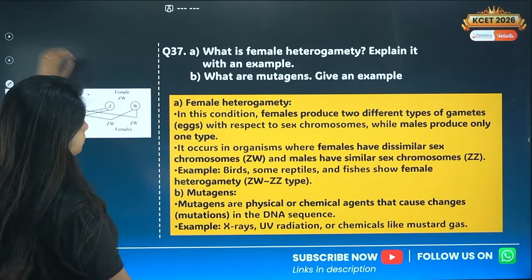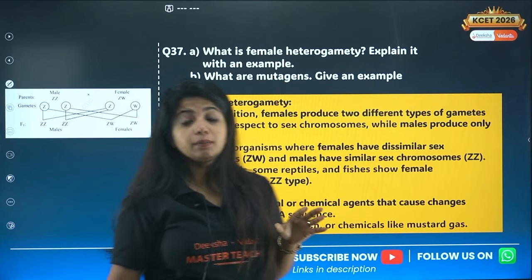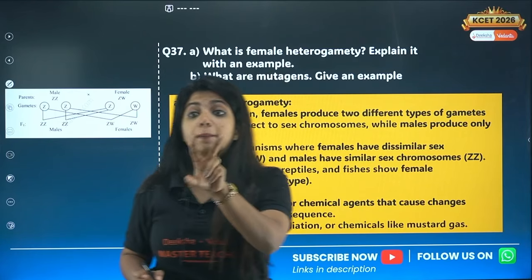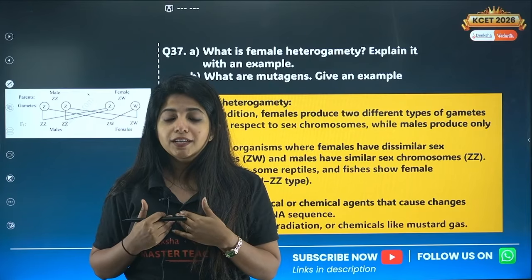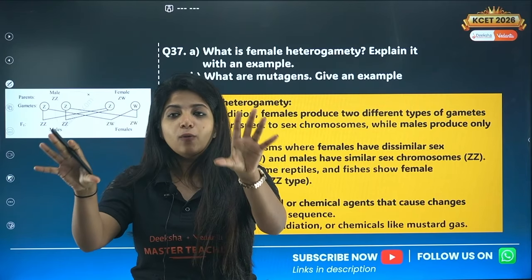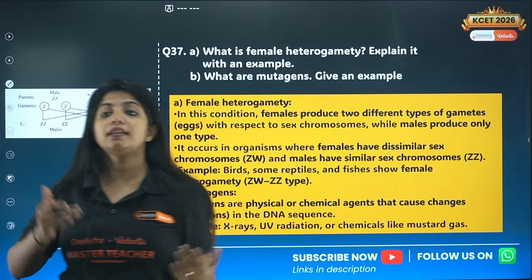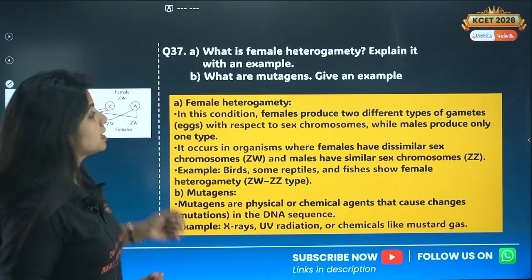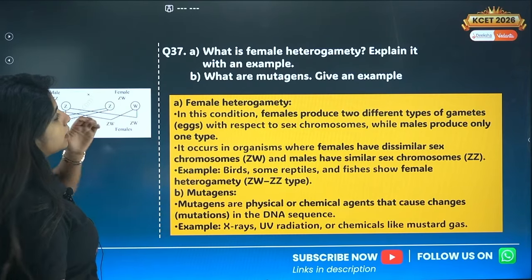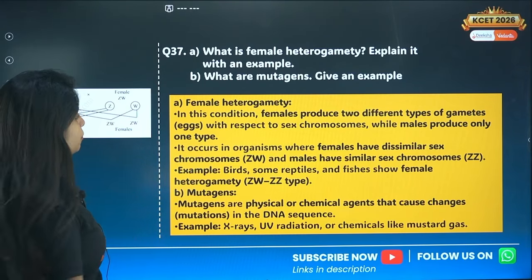Remember that. Now, what is female heterogamety? Explain it with an example. Female heterogamety means females are going to produce 2 types of gametes. In the case of human beings, my dear children, we have XX in the case of females. So whatever females do, they will produce only 1 type of gametes, all of them having the X chromosome. But in female heterogamety, they are going to produce 2 different types of gametes. And over here, you have to explain it with an example. So the example is what? Birds.